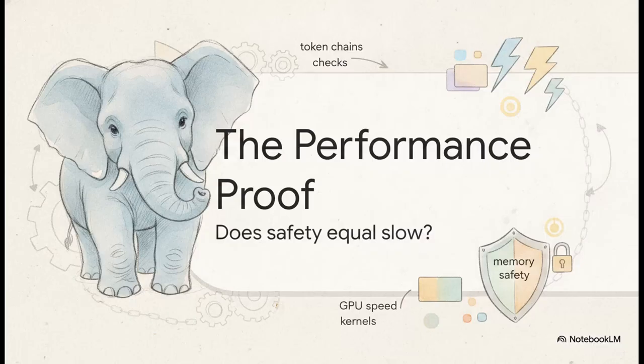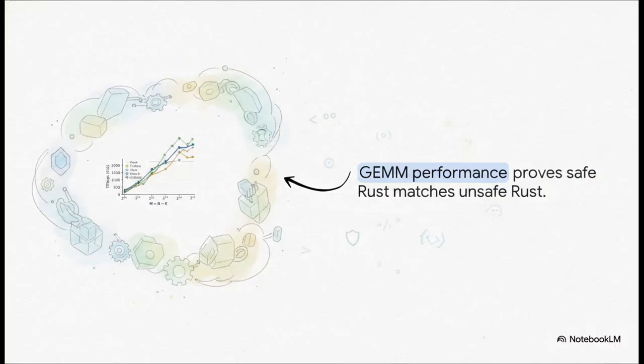Which brings us to part 5, the performance proof. And honestly, this is the elephant in the room. Does all this safety make it slow? I mean, this sounds incredibly rigorous, but we all know developers only run to the GPU for one reason: raw speed. So, does wrapping our kernels up in strict memory safety, partition checks, and token chains just totally tank our performance? Well, here is the moment of truth.